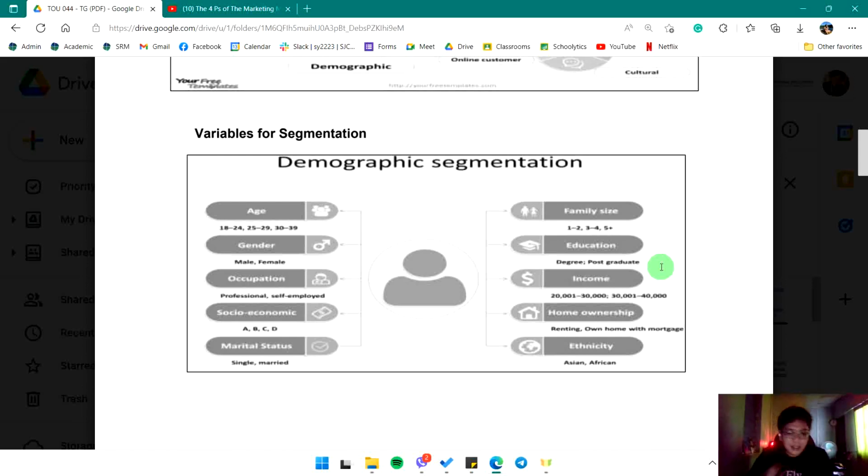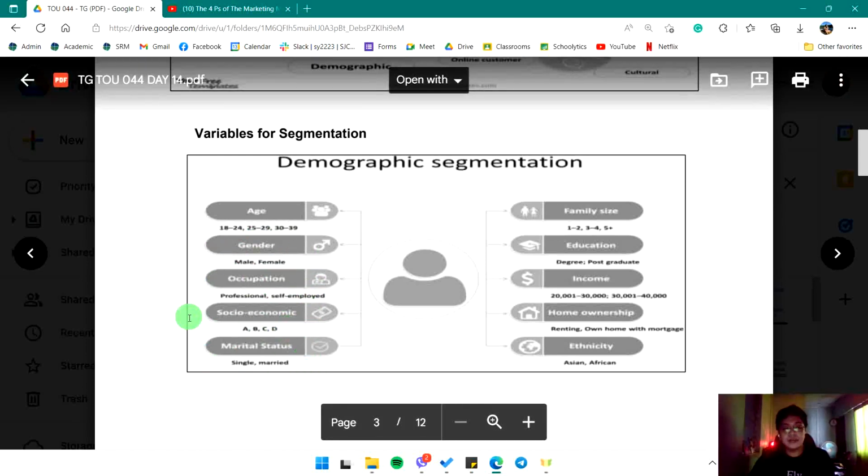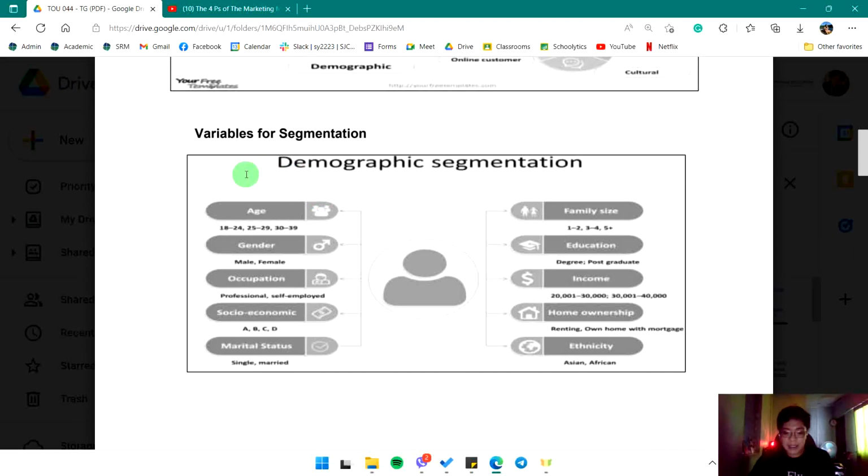So again, let's not stray away from the lesson on hand. When it comes to demographic segmentation, kinakategorize natin or sinesegment natin yung mga tao based on the basic and general information of an individual, based on their age, based on their gender, their occupation, socioeconomic status, marital status, and etc. Paano natin to ginagamit sa marketing, no? Let's say for example, meron tayong isang produkto na binebenta and ibebenta natin sila sa mga tao.